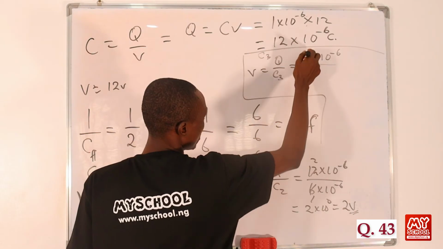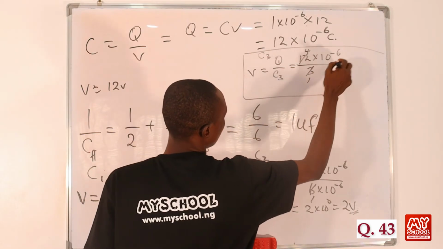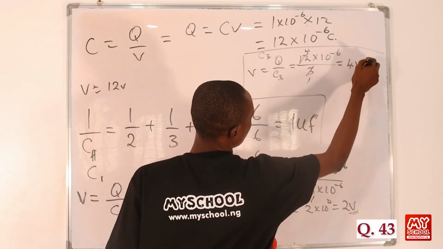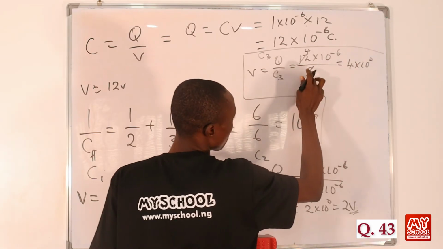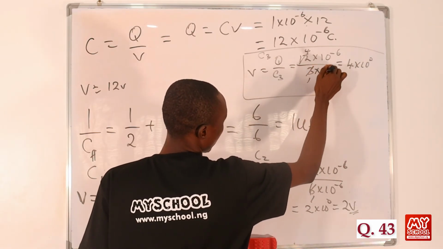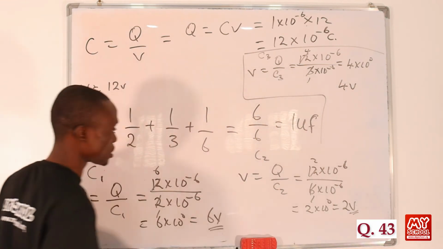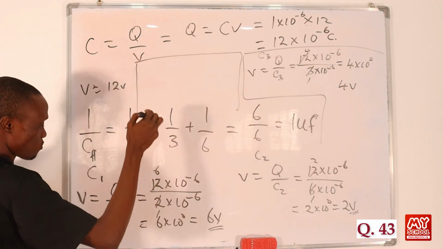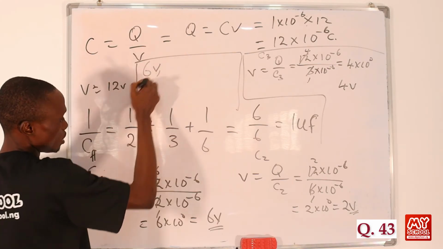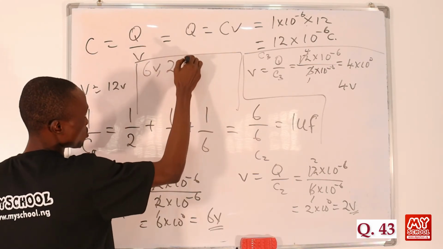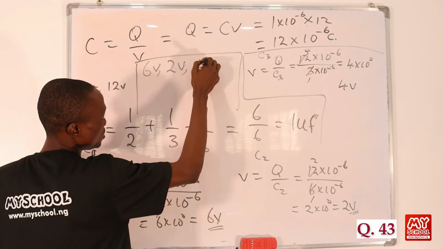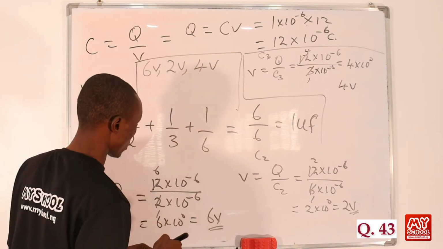So 3 here is 1, 3 here is 4. So that we'll be having 4 times 10 raised to power 0. Remember that the 3 here is microfarad. So that we'll be having 4 volts. So let's bring the 3 values together. So the first value is 6 volts, while the second one is 2 volts, while the third value is 4 volts.